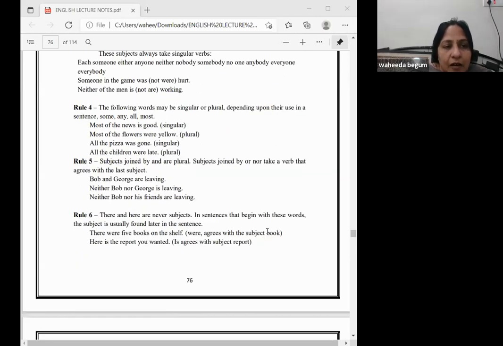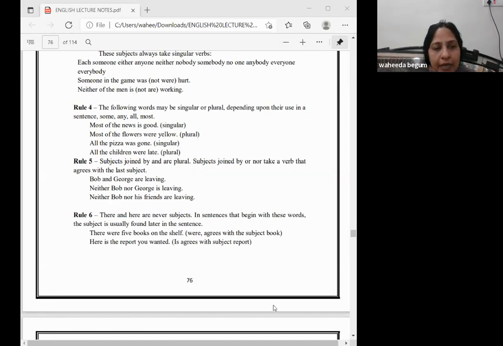All the pizza was gone. Here the pizza is considered as singular. All the children were late. Here, because of the plural, the verb is like that.